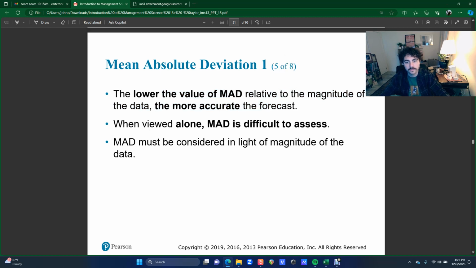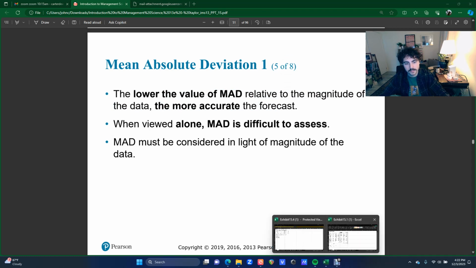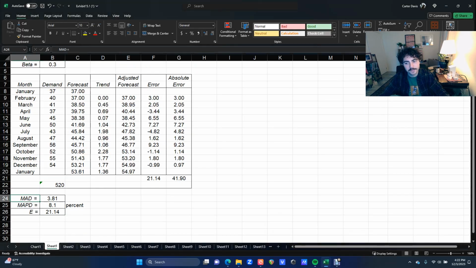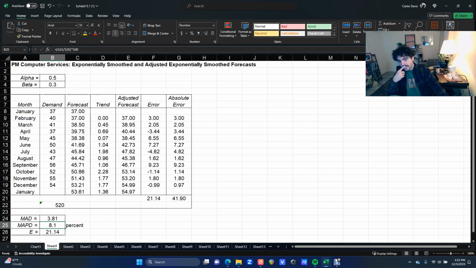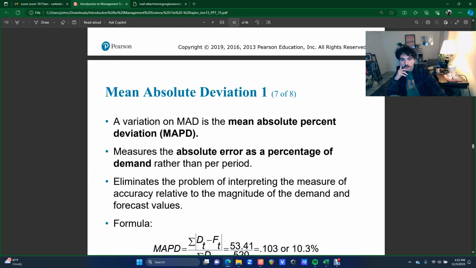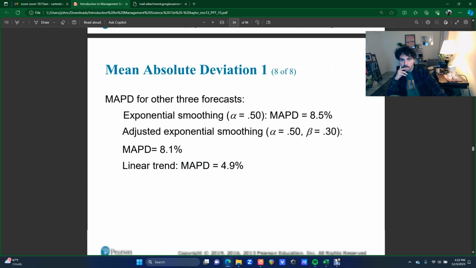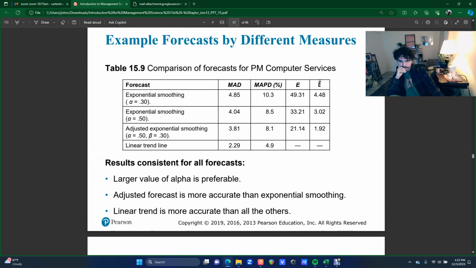Here's something interesting. The lower the value of MAD relative to the magnitude of the data, the more accurate the forecast, which makes a lot of sense because if MAD is mean absolute deviation, how far the forecasts are deviating from the true value, the lower that is, the more accurate the prediction is, right? Okay. So likewise, the lower the percentage, the more accurate the data. I think that's all I wanted to talk about here. Yeah, that's about it.